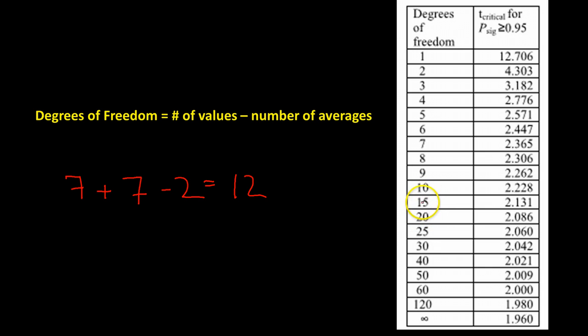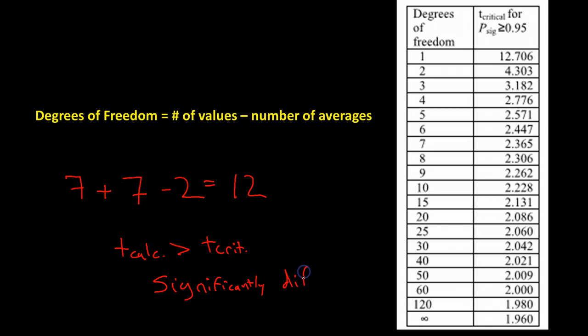So that would be somewhere in between these two here. And what we'll find is if t-calc is greater than t critical, then we say that these are significantly different. Significantly different. Okay.